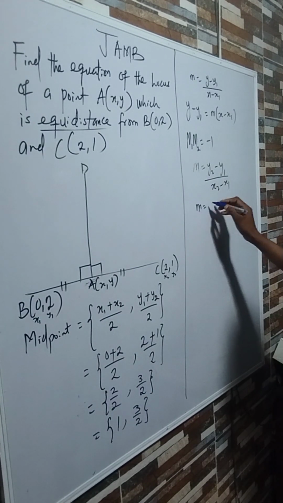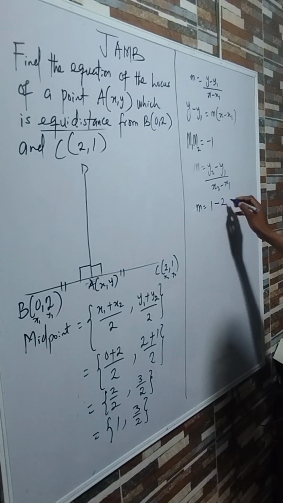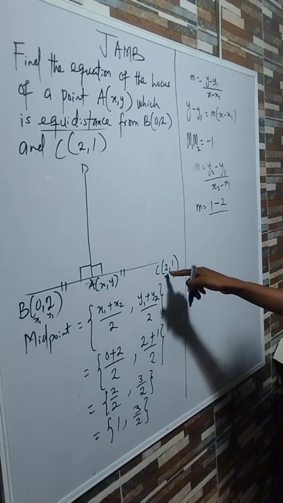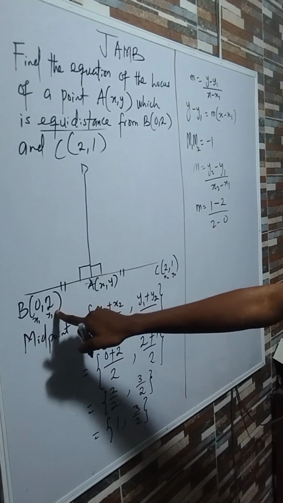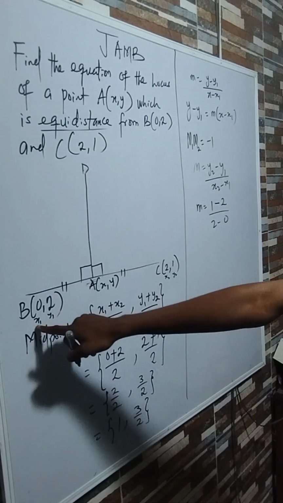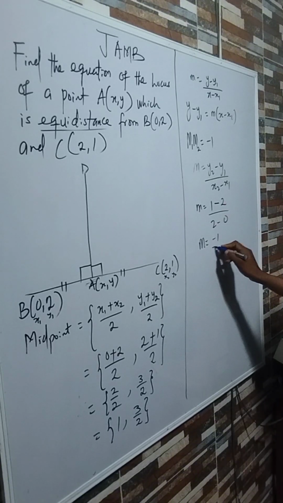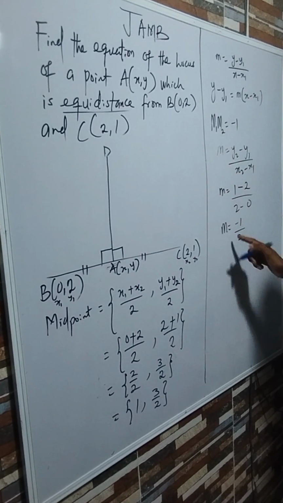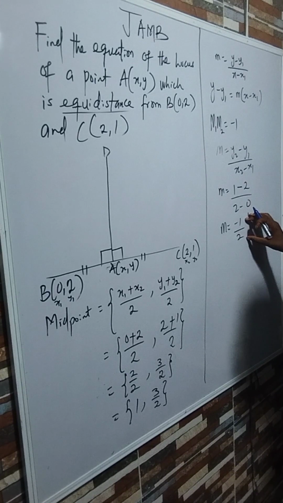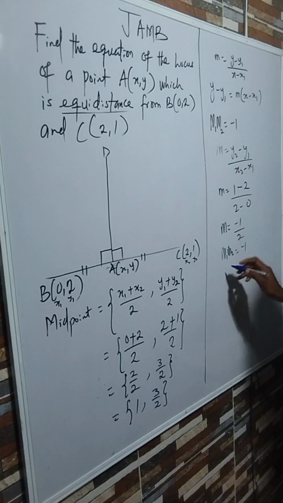So we have y2 as 1 minus 2, all over 2 minus 0. So we have y2 minus y1, and x2 minus x1. So we have m equals minus 1 over 2. So from your m1, m2 equals minus 1. Now that you've gotten your gradient to be minus 1 over 2, just simply write m1 m2 equals minus 1. This is your m1 as minus 1 over 2, m2 equals minus 1.